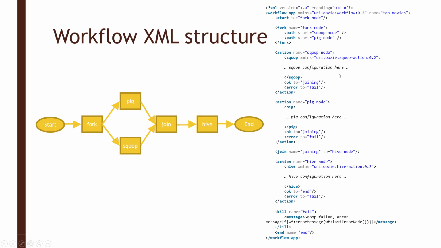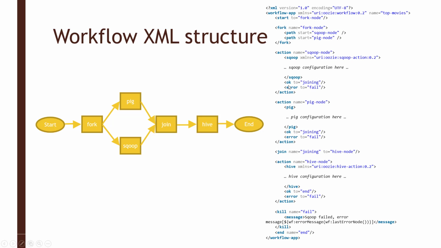And there'd be a bunch of configuration here that says exactly what Scoop should execute and what its command should be. And at the same time, it will look up the Pig node and run its configuration as well. So this will specify some specific Pig file that it wants to run in parallel as well. And you can see both of these say OK to joining, and that means that when they're finished, they're going to go to the node named joining next. So these both point to this join node as the next step.